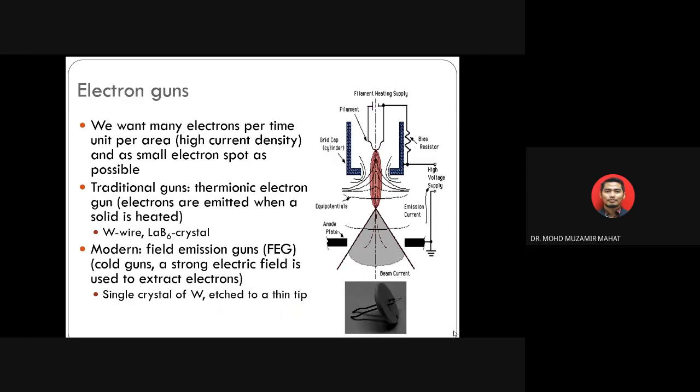In modern SEM, we use a field emission gun. So nowadays, many SEMs are using this one. They call it a field emission electron microscope. Whatever the name that is being used, the basic principle is still the electron microscope. The field emission gun is a cold gun, where a strong electric field is used to extract the electrons. And normally we use a single crystal of tungsten etched to a thin tip.